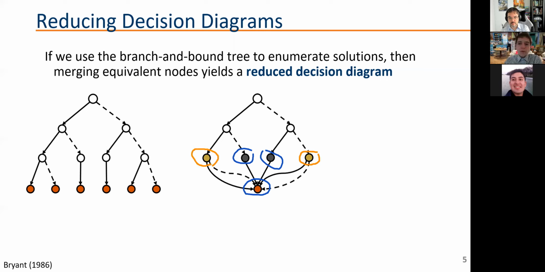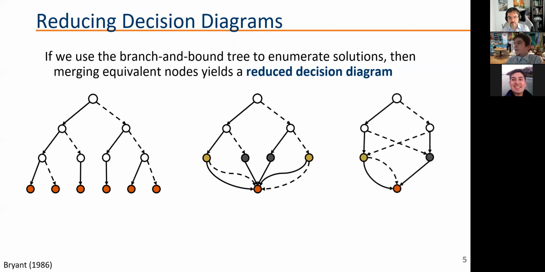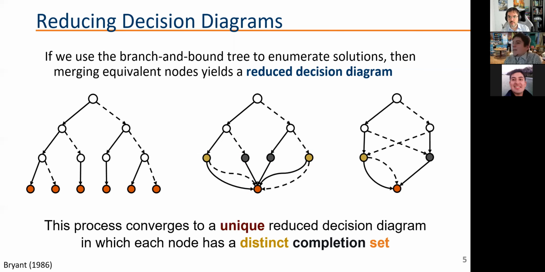And what's interesting in both cases is that we can basically reduce the size of this decision diagram by just merging them. And we know for a long time, pretty much since I was 1 year old, that this process can converge to a unique reduced decision diagram upon isomorphism for a given order of the variables, in which each node is going to have a distinct completion set.